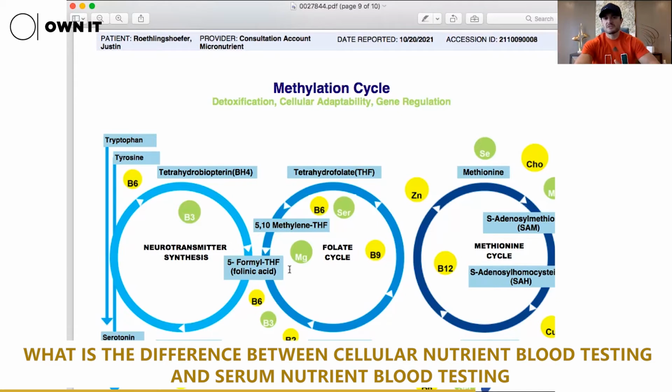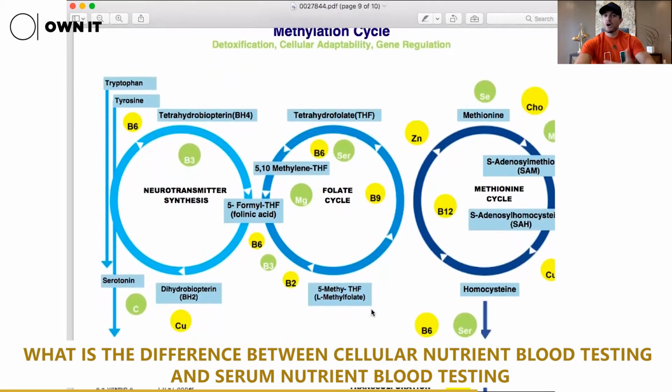But what we start to find out here is, okay, if you do not methylate well, if you have an issue with methylation, no matter how much supplementation you take from vitamin B, zinc, calcium, choline, whatever it may be, you are not going to be able to utilize that supplement. So knowing if you have an issue with the methylation cycle is going to help us understand whether you have detoxification issues, cellular adaptability issues, gene regulation, premature aging, all of these things are going to start to come into play.